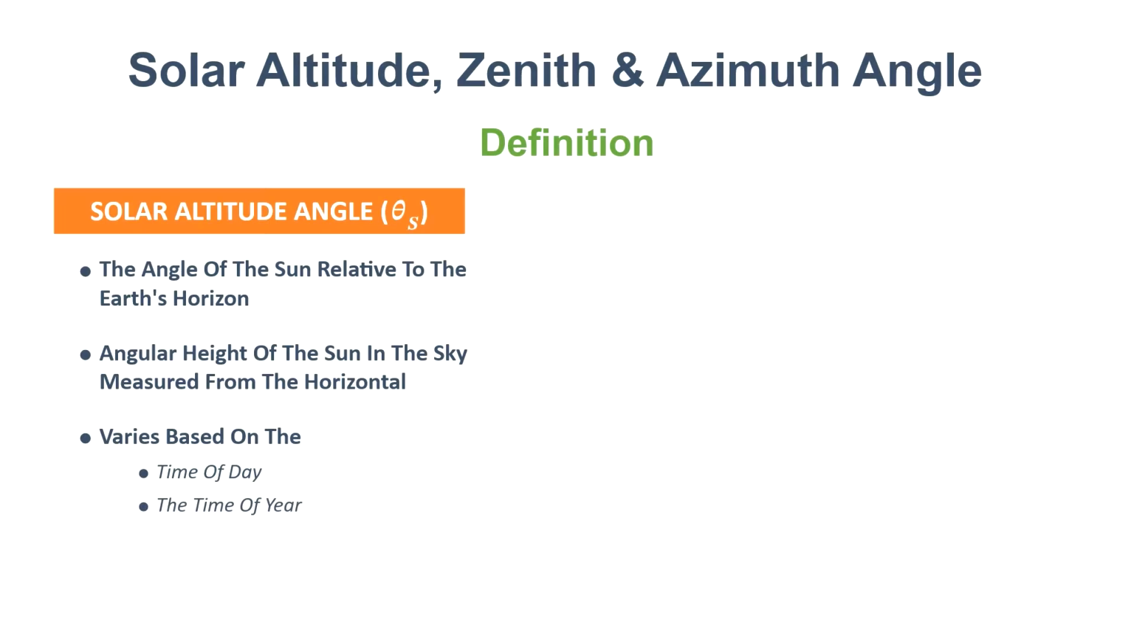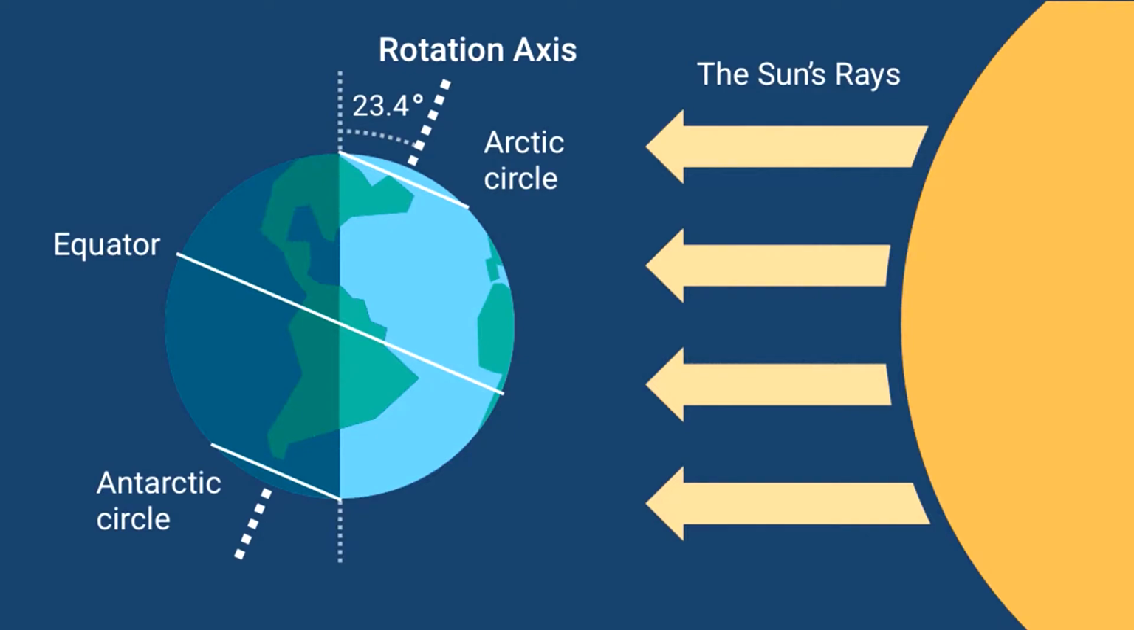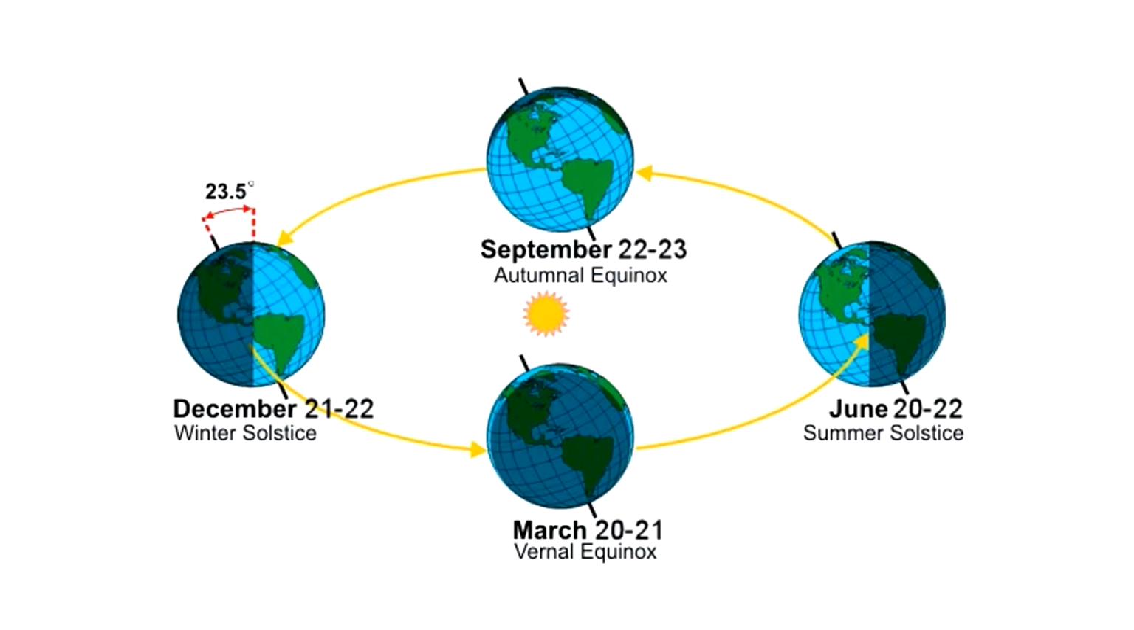Second variation is because of the change of time throughout the year. The Earth progresses through its seasons because its north-south axis has a 23.5 degree tilt. During the summer, the solar altitude will be at its maximum. And during the winter, the solar altitude will be at its minimum.